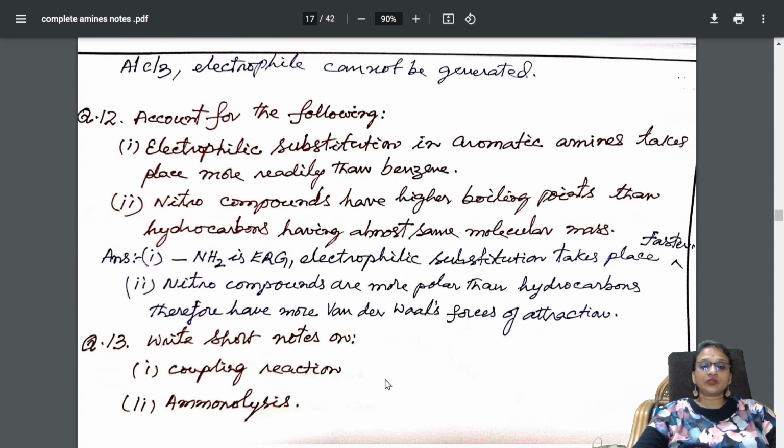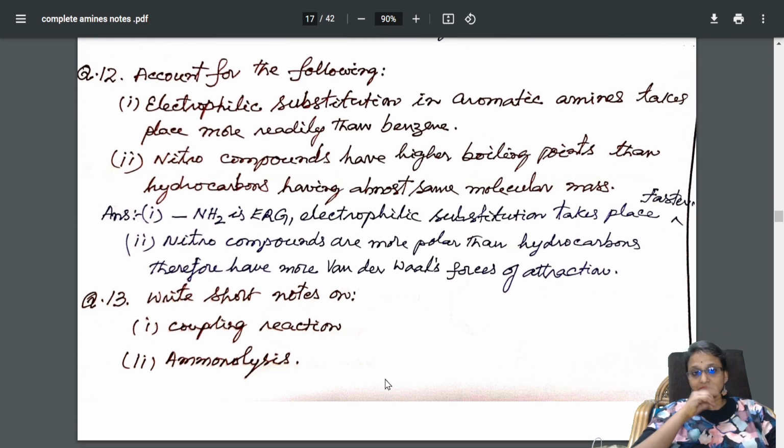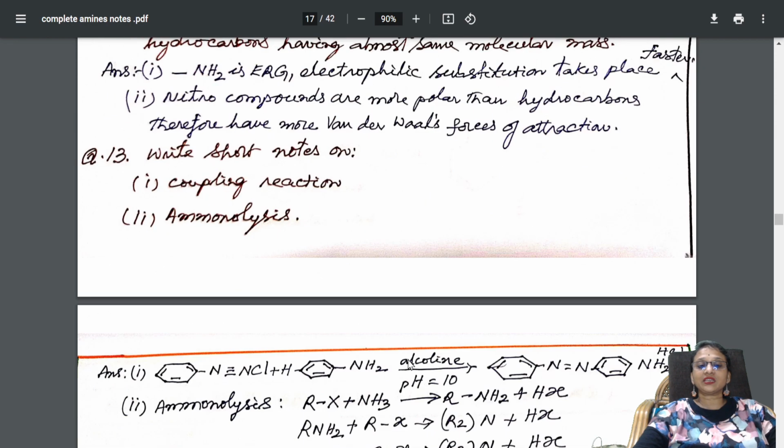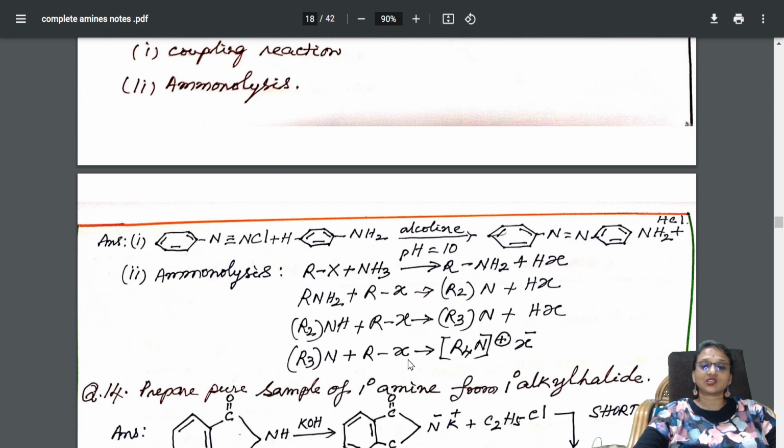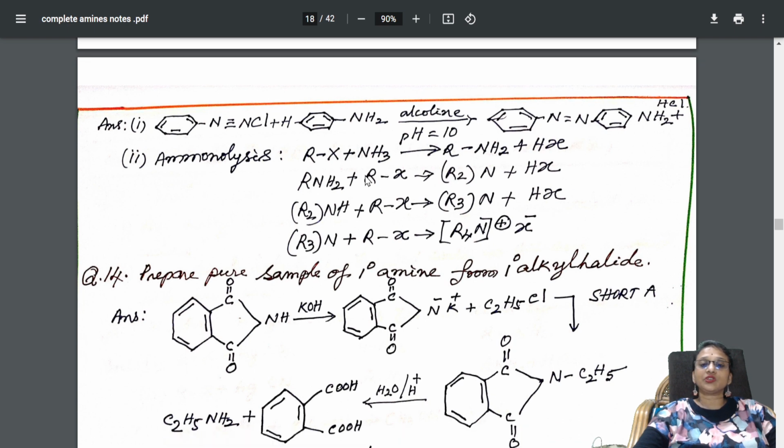Then account for the following questions. I have written: electrophilic substitution reactions in aromatic amines take place more readily than benzene. Why? So your reasoning questions are answered here. Write short notes on coupling reaction, ammonolysis. That also is mentioned here. Done. What is ammonolysis? Addition of ammonia to alkyl group. Gradually you're adding one alkyl group.